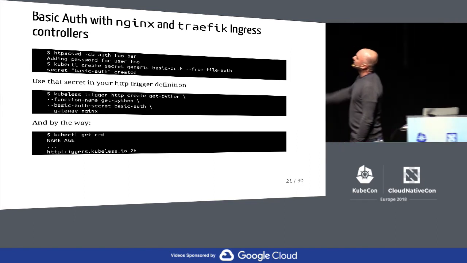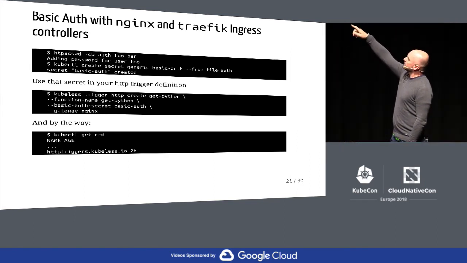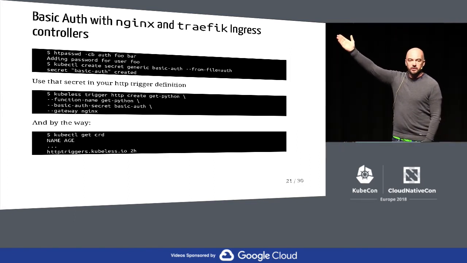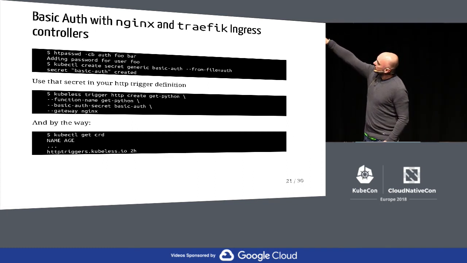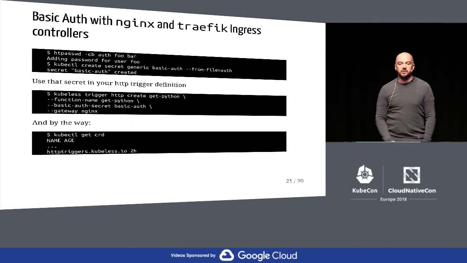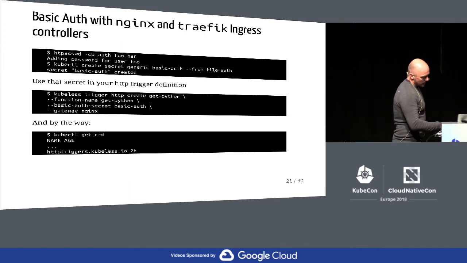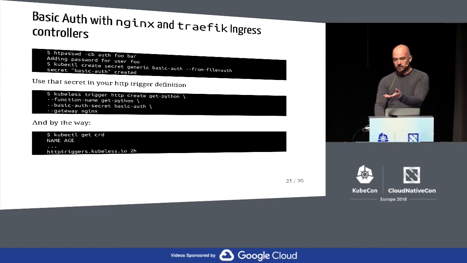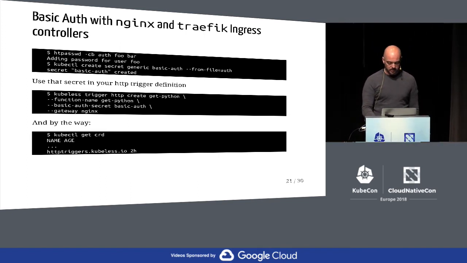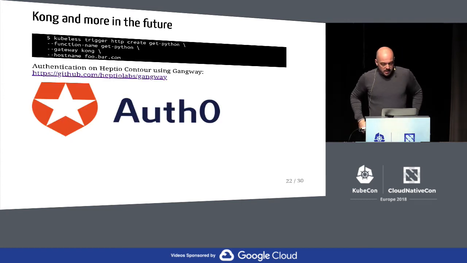Yeah, and by the way, if you do a kubectl get crd in a cluster where you have installed kubeless, you'll see that there is a CRD for HTTP triggers. So all our triggers are defined as CRD objects. That's what I was mentioning.